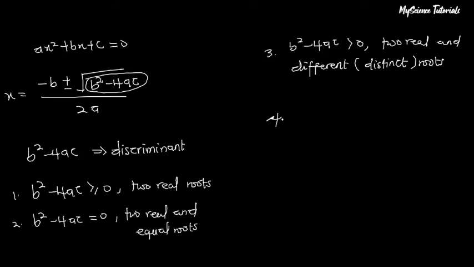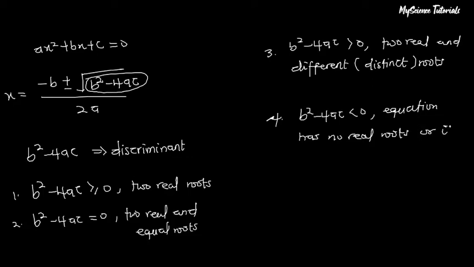So the fourth case we want to look at is when we have b squared minus 4ac being less than 0. In this case, we say the equation has no real roots, or it has complex roots.